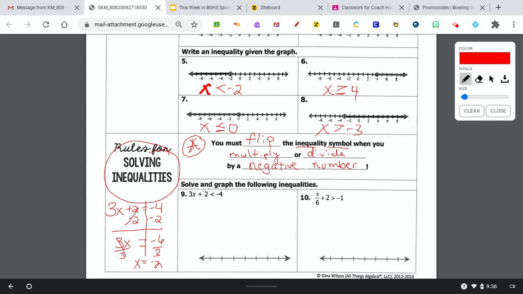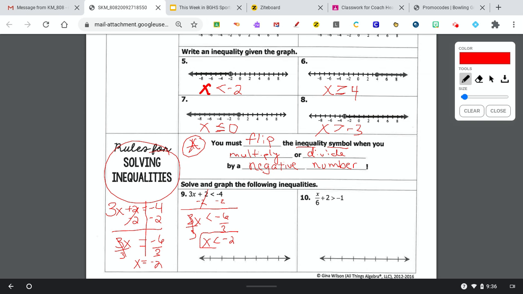Well, guess what? I'm going to do the exact same thing. All right. Just act like that's an equal sign and solve it. So -2 minus 2 cancels out. I get 3x is less than -6. Then I divide by 3. Divide by 3. X is less than -2.